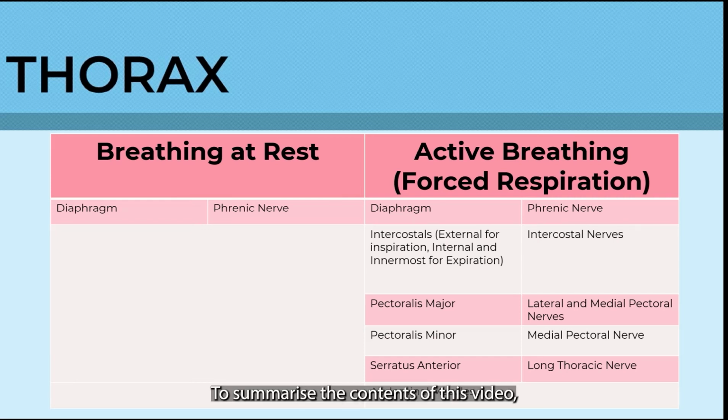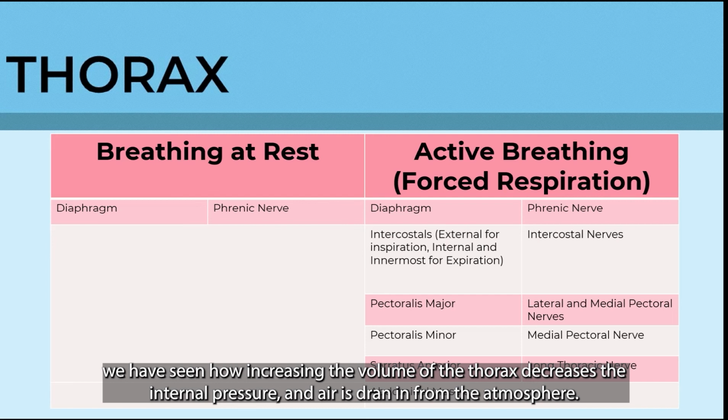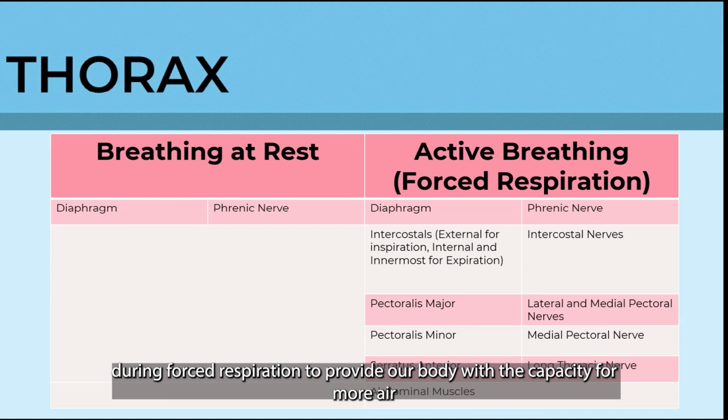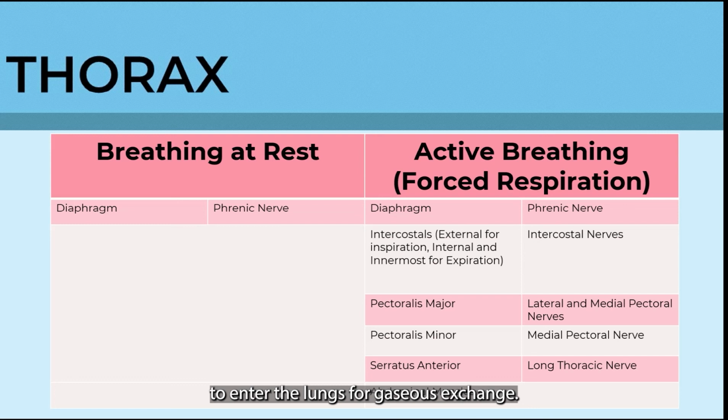To summarise the contents of this video, we have looked at the anatomical mechanisms of breathing. We saw how increasing the volume of the thorax decreases the internal pressure, drawing air in from the atmosphere. We also saw how the rib cage can articulate during forced respiration to provide our body with the capacity for more air to enter the lungs for gaseous exchange.